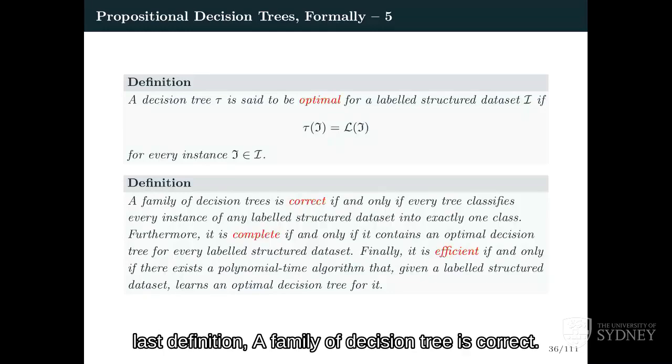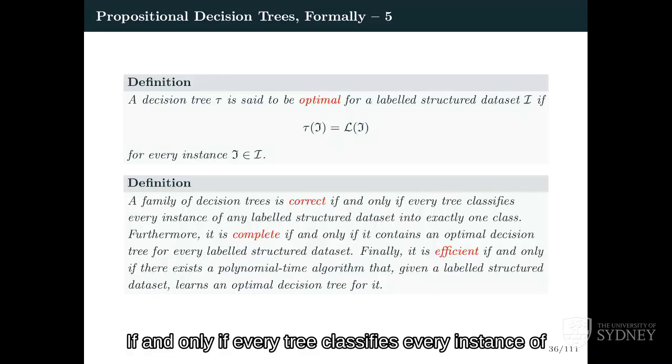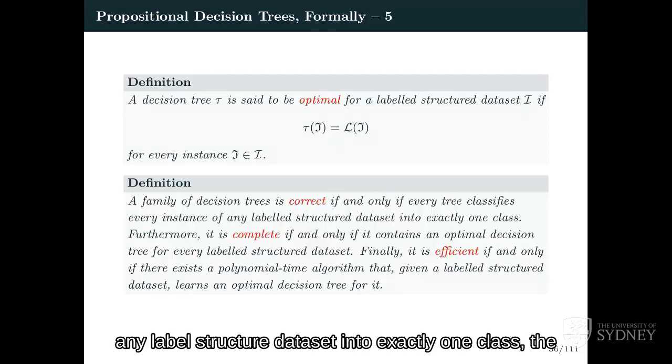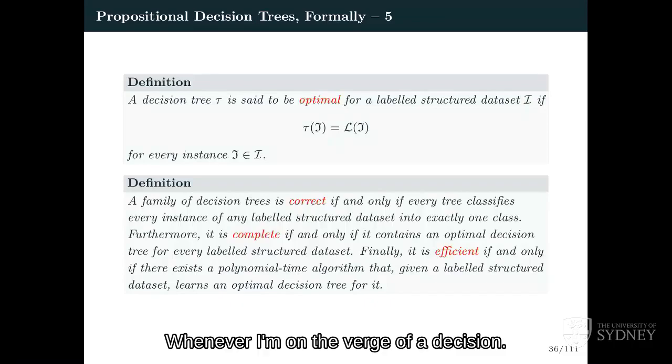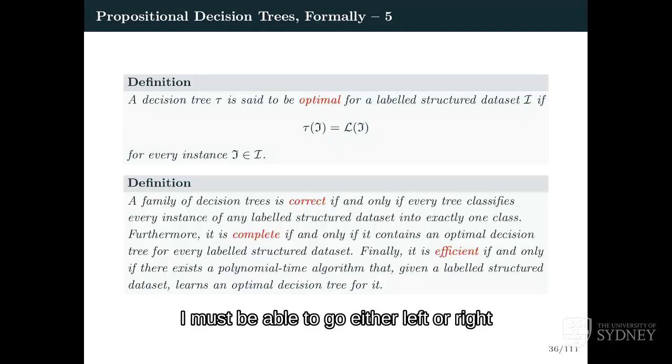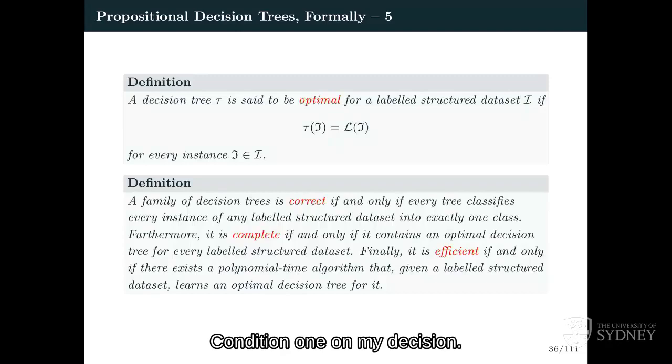So last definition. A family of decision trees is correct if and only if every tree classifies every instance of any labeled structured data set into exactly one class. The run cannot stop. Whenever I'm on the verge of a decision, I must be able to go either left or right. Condition one on my decision tree. One is the opposite, the semantic opposite, so it must be correct.